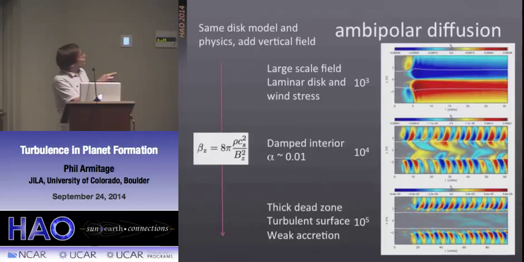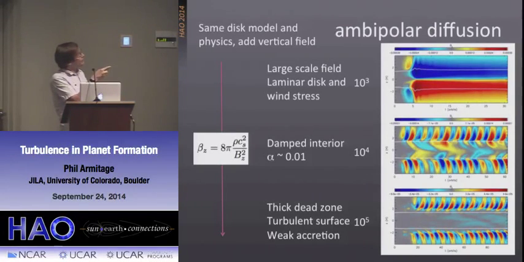So what we have here are three different vertical field strengths. This lowest one is a very weak vertical field, parameterized by this beta Z parameter, which is the ratio of the thermal pressure to the magnetic pressure in the midplane, corresponding to the vertical field component that is imposed. Here we talk about a very weak vertical field, because this beta parameter is 10 to the 5. And here we have this situation where nothing is going on in the midplane. The only activity is taking place in the surface layers.